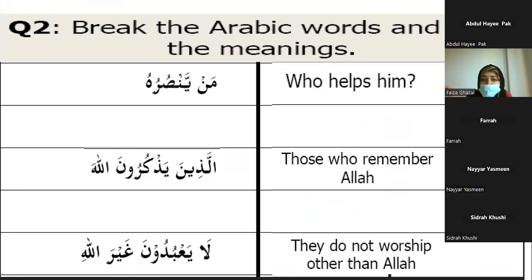Okay, these are questions. We have to just convert the English into Arabic. Man yansuruhu, who helps him. Man means who, and yansuru means help. We have already read these tables. So who helps him? Alladhina yaskuruna Allah, those who remember Allah. La yabuduna ghayrallah, la means no. So they do not worship anyone, because it's abada, so worship comes. Ghayrallah, except Allah, or other than Allah.